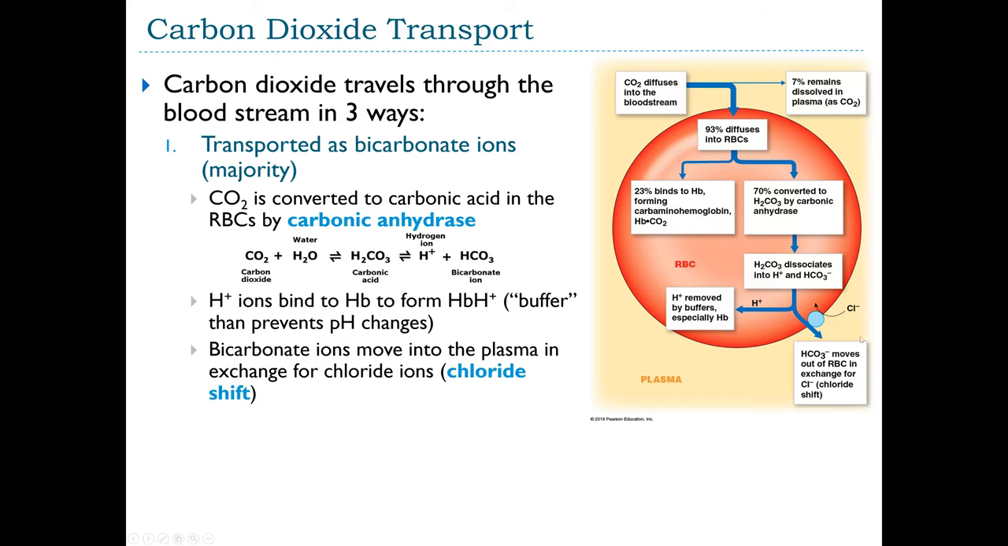The bicarbonate ions then move out of the red blood cell into the plasma, and they move out in exchange for a chloride ion.